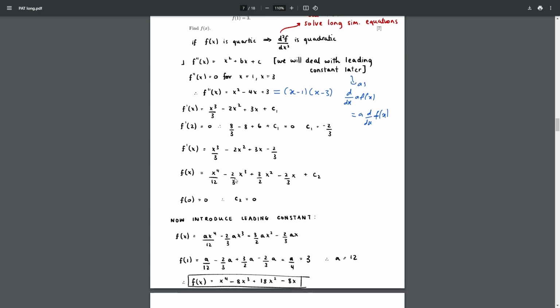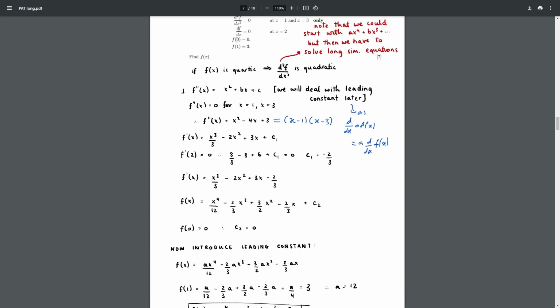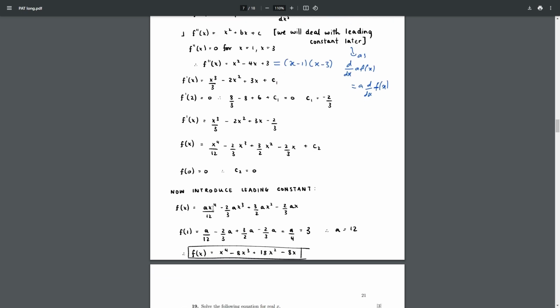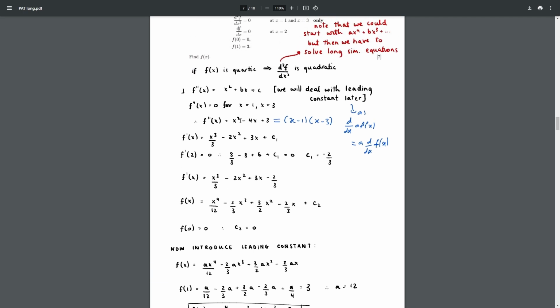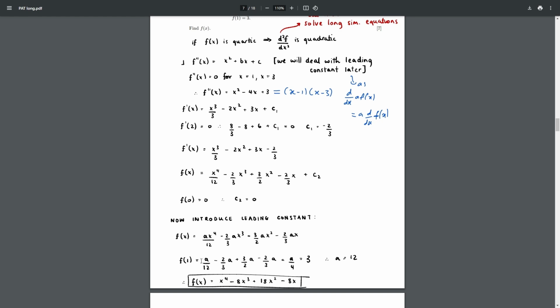Now we need to integrate it again, and we'll get this expression plus c2. And we can use f of 0 is equal to 0 to find c2. c2 is 0. And now we need to scale it by some amount a. And when we find out how much a is, we can just use the fact that f of 1 is 3. So we can say 3 is equal to, just plug in x equals 1. And then that gives us a over 4 is 3, so a is 12. We plug 12 back into f of x, and we get the quartic polynomial we desire.